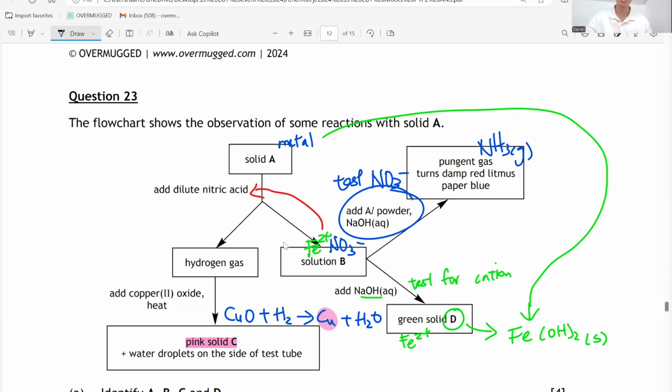Actually, if I go one step back, what is solid A? It's just iron metal. Okay, so that's how we do this flow chart. It doesn't go from top down. You always start with the bottom up actually. Now, this is the most important one I like to emphasize.